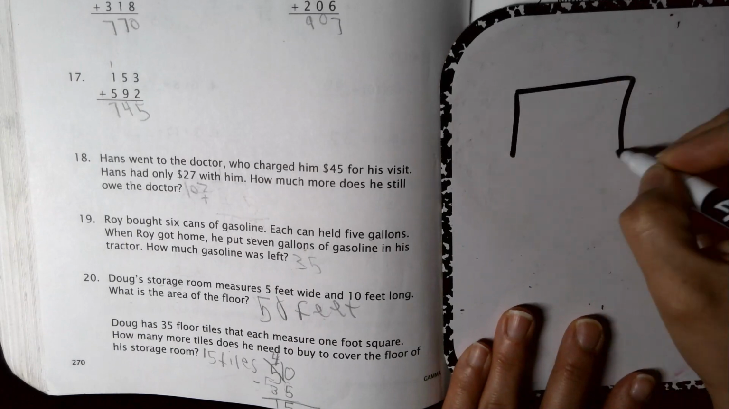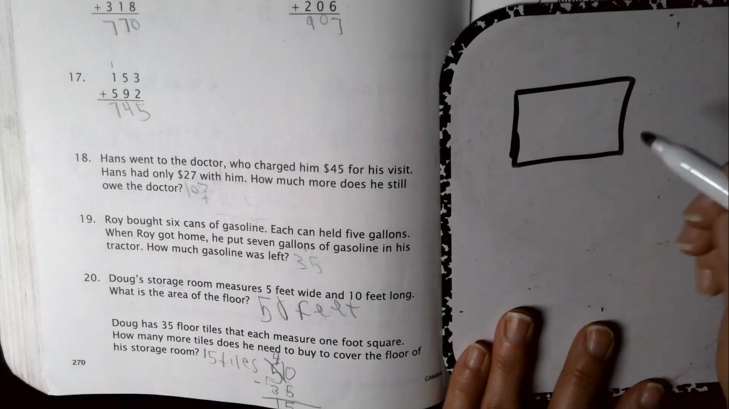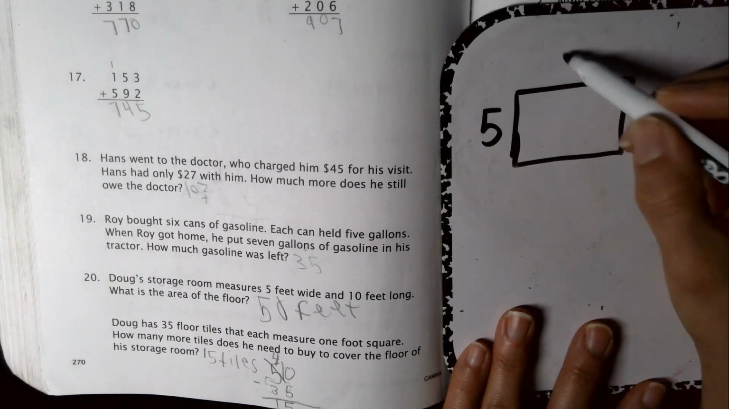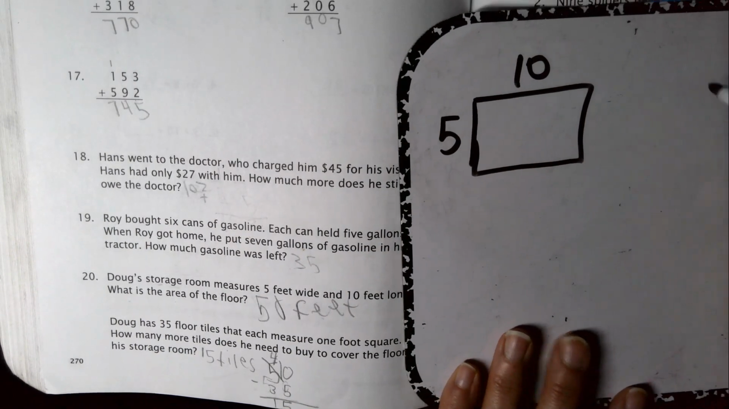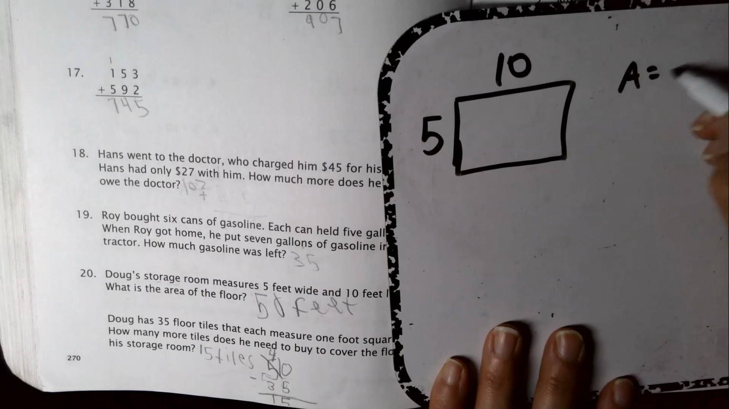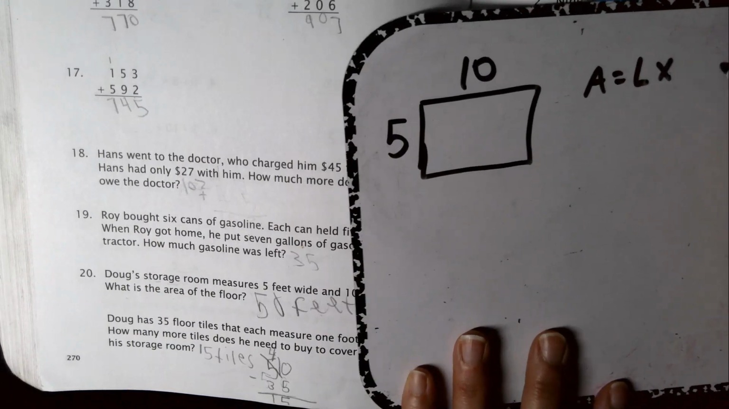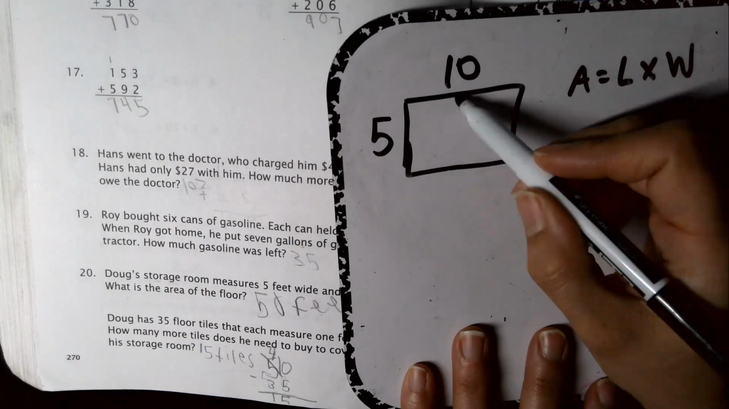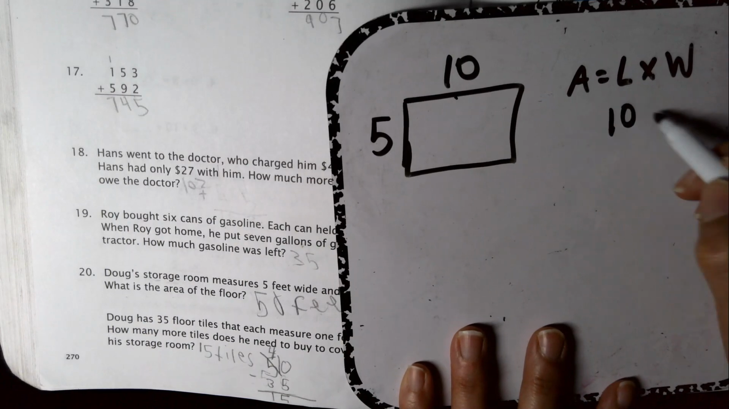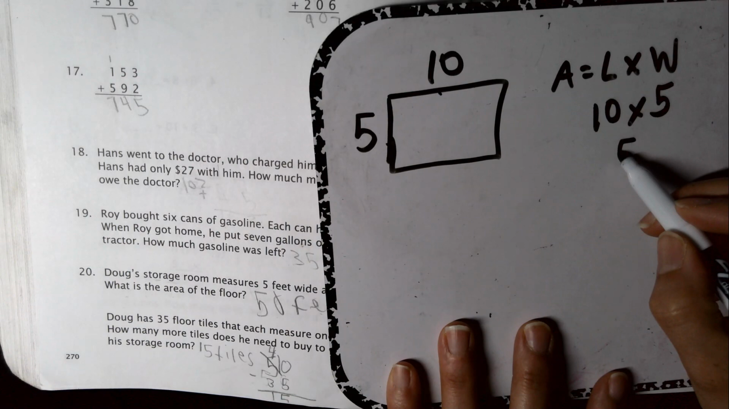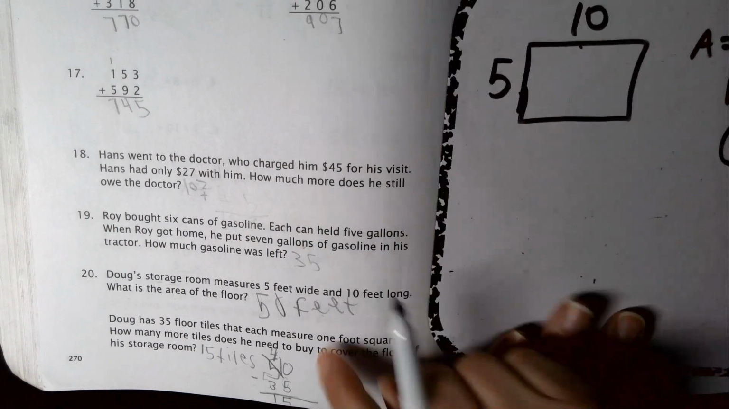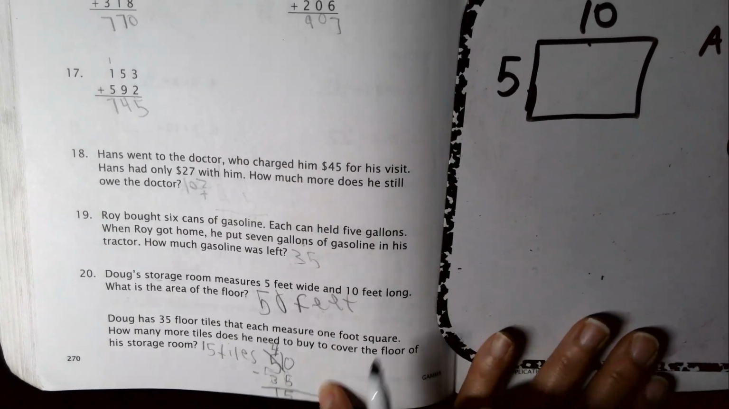Okay. So I always like to draw my little picture. 5 feet wide and 10 feet long. Okay. What is the area of the floor? Well, area equals length times width. And they said the length is 10 times the width is 5. So area is 50. Okay. So we got that.